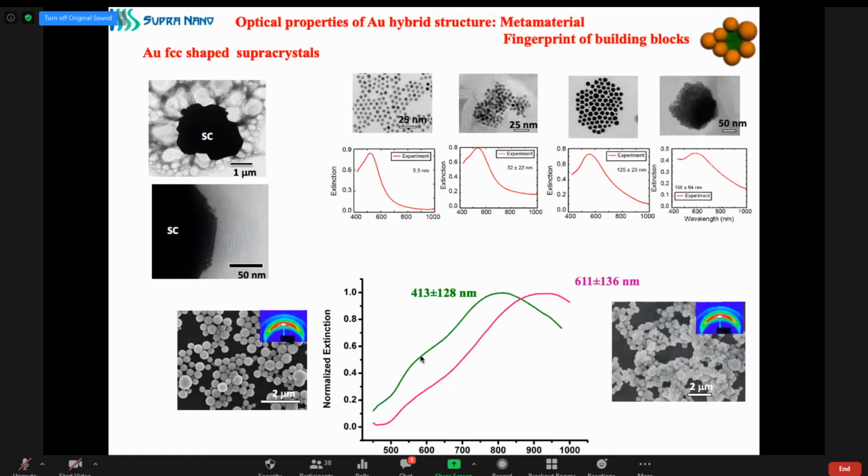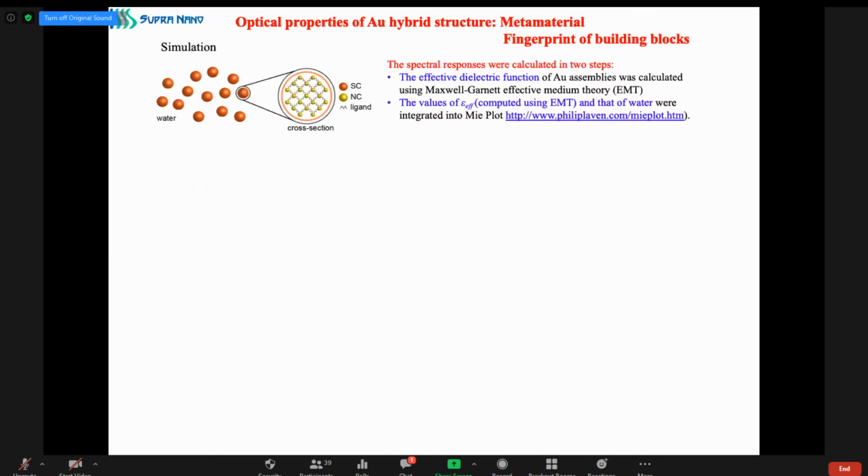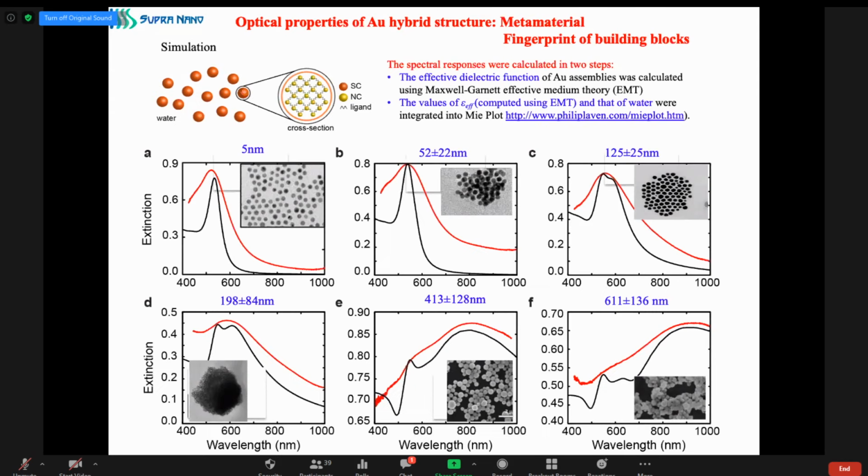So to try to understand what this shoulder was, we changed the size of the supracrystals, and we found that you can see progressively the shift on increasing the size of the system. So we tried to determine the effective dielectric constant by using Maxwell-Garnett effective media. And this was done in collaboration with Pelouard. And then they simulated these different absorption spectra.